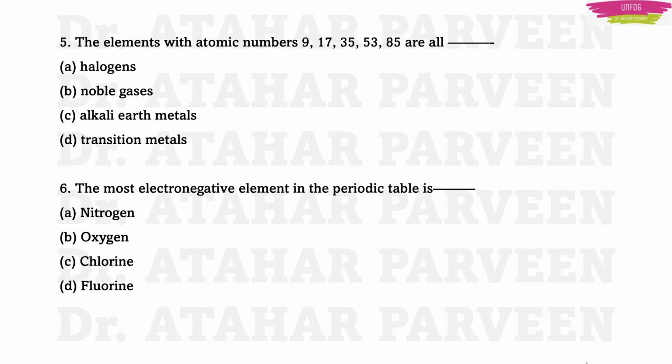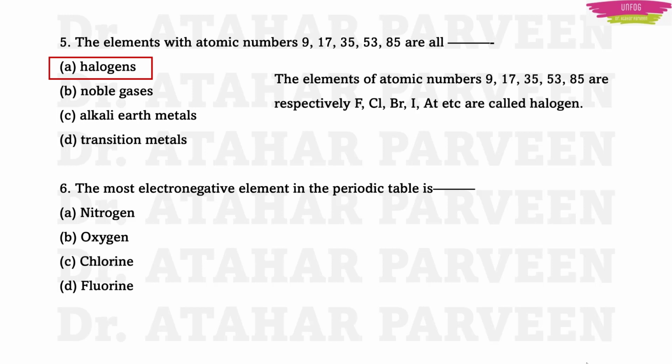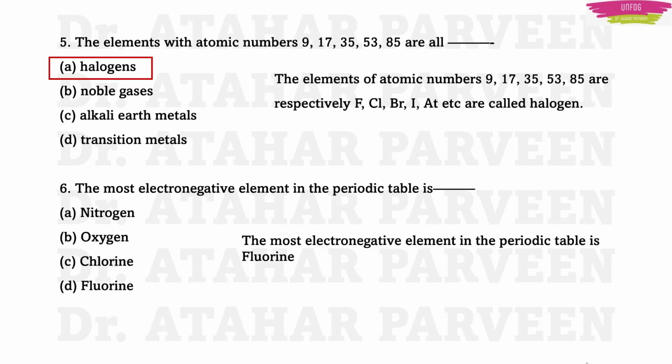Next, question number 5. The elements with atomic numbers 9, 17, 35, 53, 85. These are all halogens. Group 17 elements, no? These are all halogens. Next question. The most electronegative element in the periodic table is, of course, I already told you, right? It is fluorine. Option D will be the correct answer.